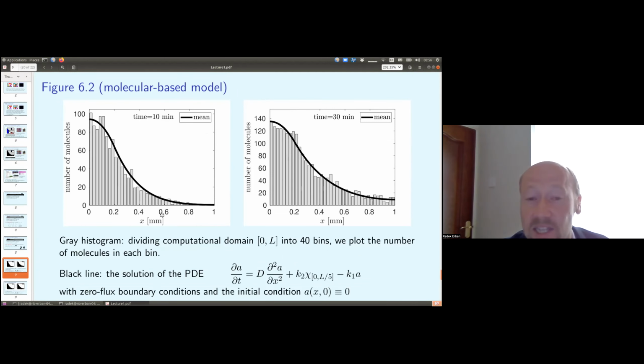But in this case, the PDE describes the mean. It's not true for bimolecular reactions. If there was some bimolecular reaction, one can prove that it's not the case.